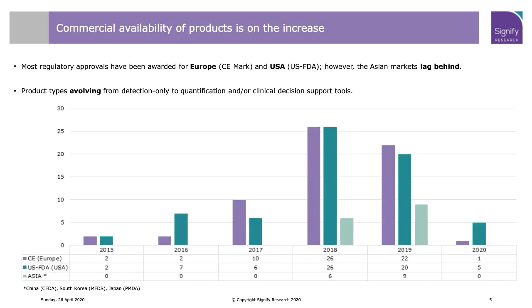As more regulatory approvals are awarded, and I touched on this earlier, the number of solutions that are commercially available will also rise. Leading the way is Europe and the US. Over the last 5 years, the US FDA have cleared 64 AI algorithms or solutions for commercial use. And in Europe, over the same time period, 61 AI solutions have been awarded a CE mark.